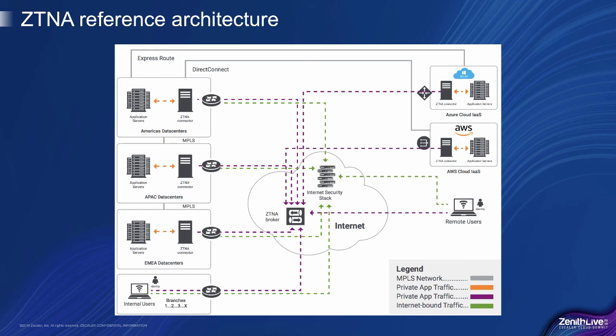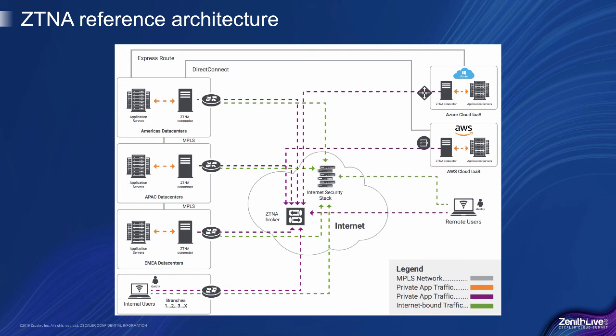And if I look down on the right-hand side, I've got my remote users, and in the bottom left-hand corner, I've got my internal users, and my branch becomes essentially a guest network. It provides access to the internet, and both those users, remote or in the branch, they connect to my stacks in the cloud, whether it's my internet security stack or the ZTNA broker to make those policy-based decisions to connect users to applications.